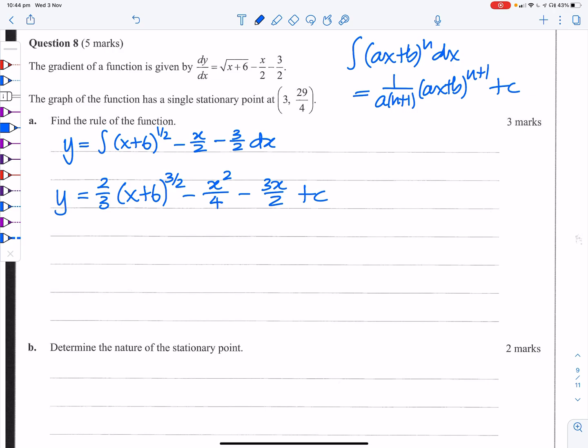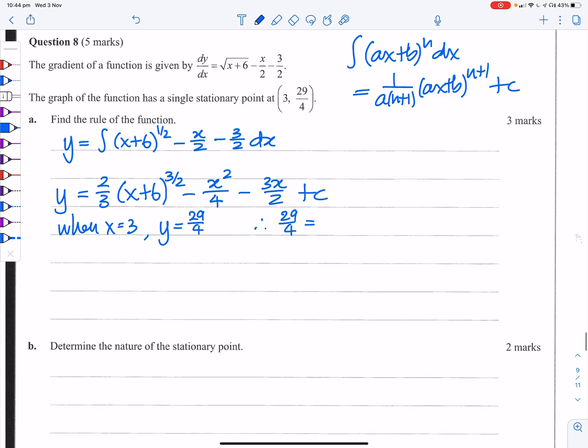We know when x equals 3, y equals 29 on 4. So we get 29 on 4 is equal to 2/3 the square root. If I sub 3 into this, I get 9 cubed, minus, if I sub 3 into that, I get 9 on 4. And if I sub 3 into that, I get 9 on 2 plus c.